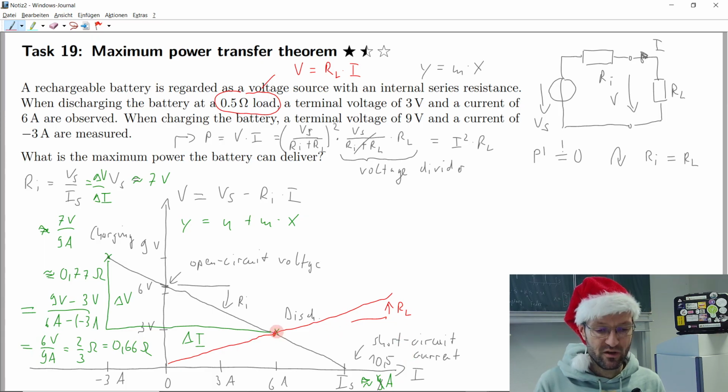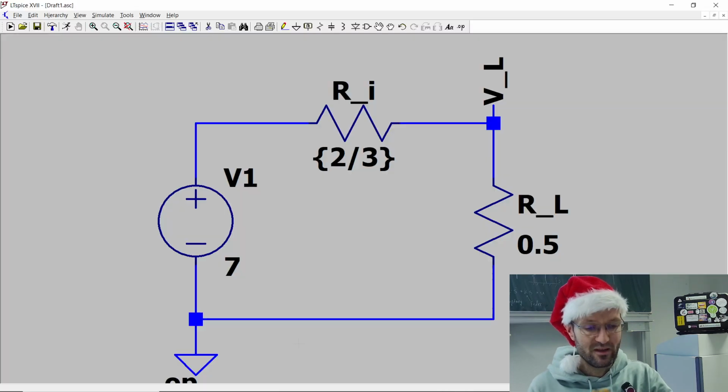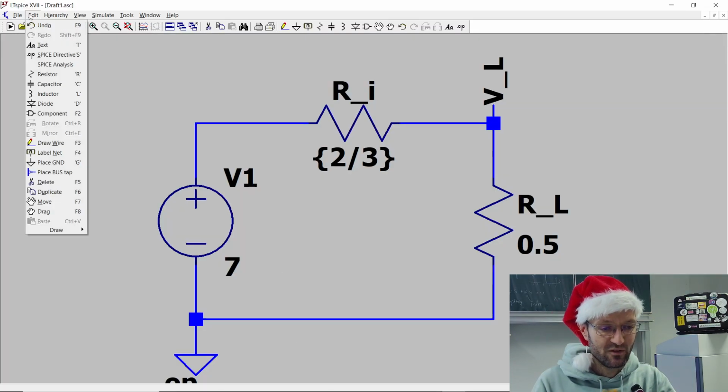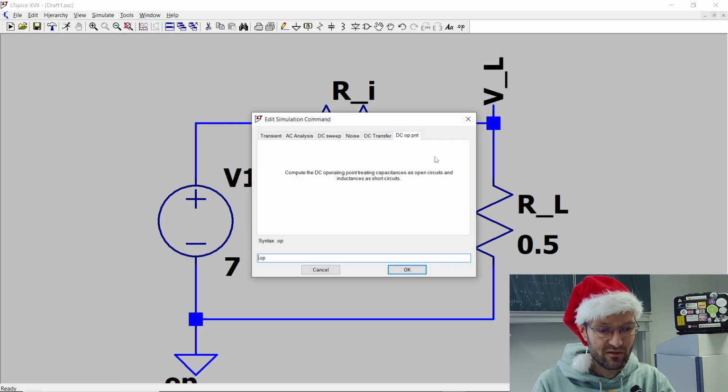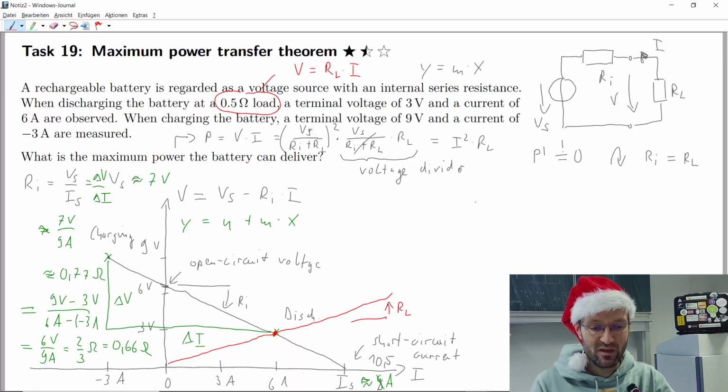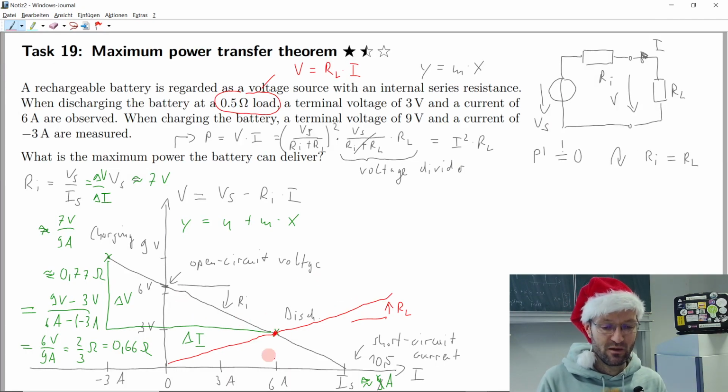And the point where the load resistance curve and our source curve hit each other is the operating point of our circuit. This is the operating point that we just found by doing, where's the simulation control panel, edit simulation command. That's why it's called DC operating point solution, because we find the DC operating point of the circuit. An operating point means where these two curves intersect.